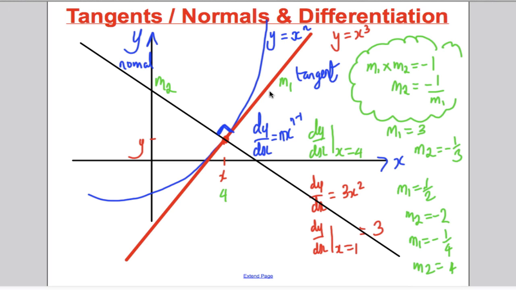One, to find the gradient of a tangent at a point, you differentiate and evaluate the gradient function dy by dx at that point. And two, the gradient of the normal is perpendicular to the gradient of the tangent, and their gradients are negative reciprocals of each other.